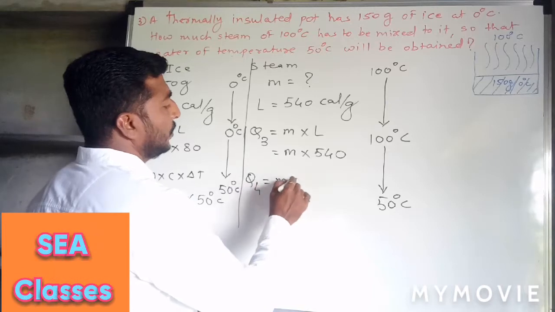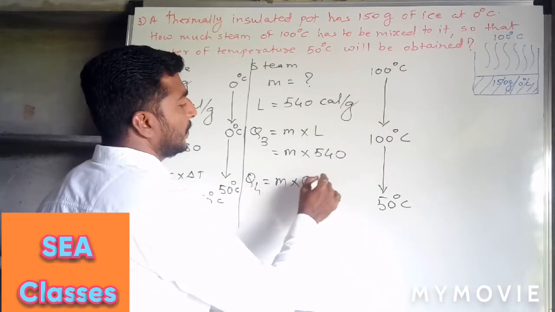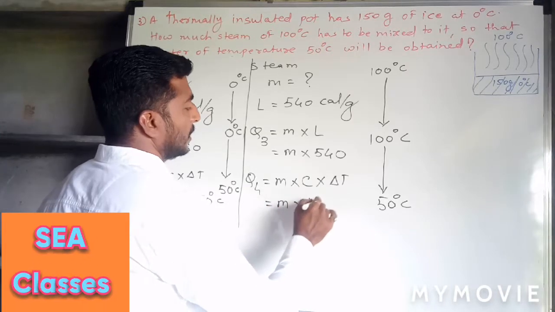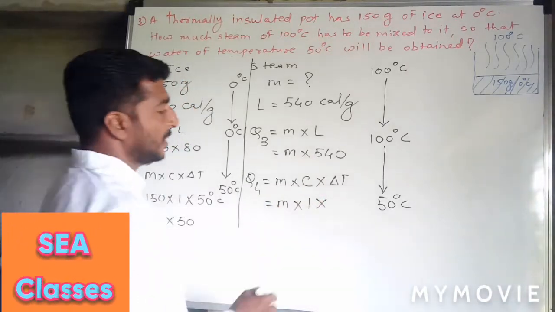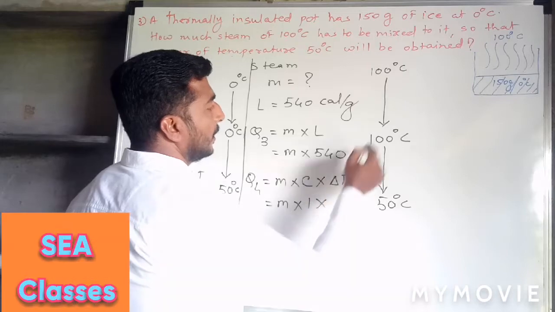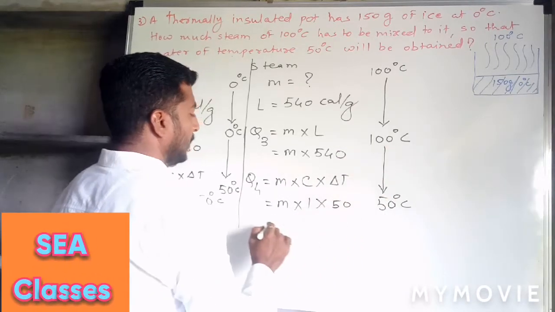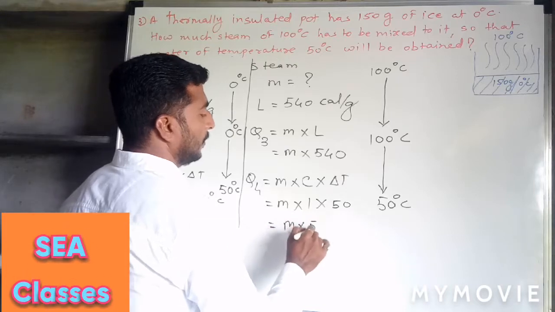So Q4 is m into change in the temperature, so specific heat into delta T. The mass is not known, the specific heat capacity of water is 1, and delta T is from 100 to 50, means 100 minus 50, it will be 50. So it will be equal to m into 50.